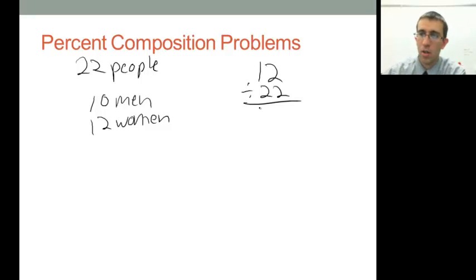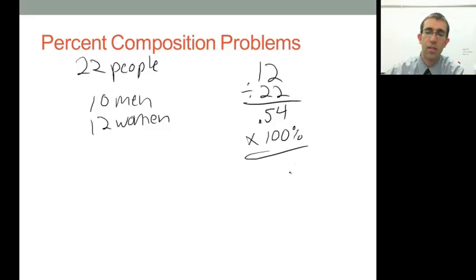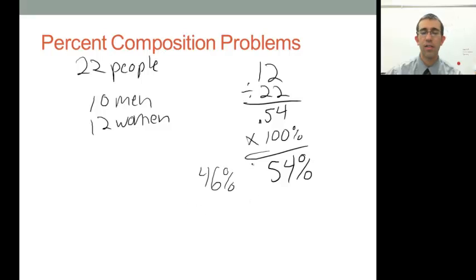Alright? And we get an answer of 0.54. And then with percentages, we like to multiply by 100%. I don't need a calculator for that. You get 54%. So 54% of the people are women. If you did it for men, you would figure out it was 46%. And when you add those up, it should equal 100.